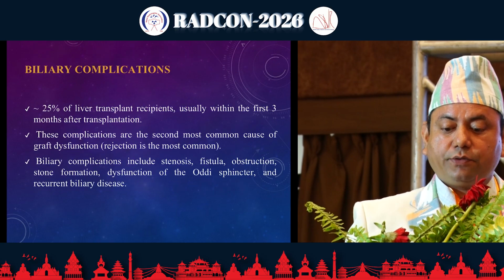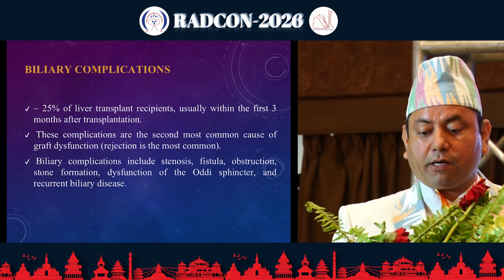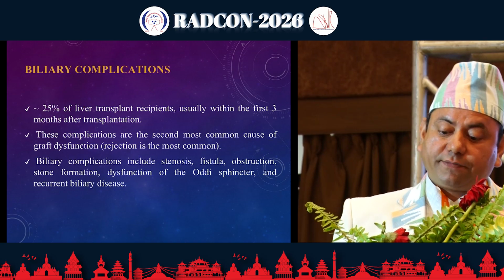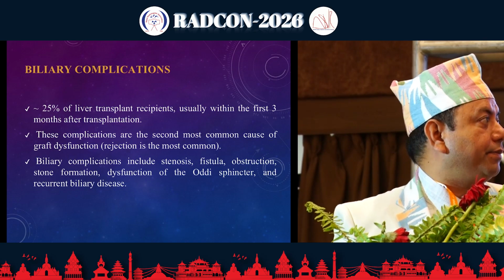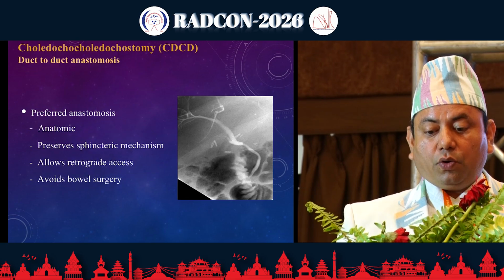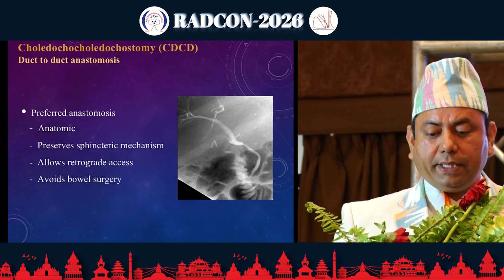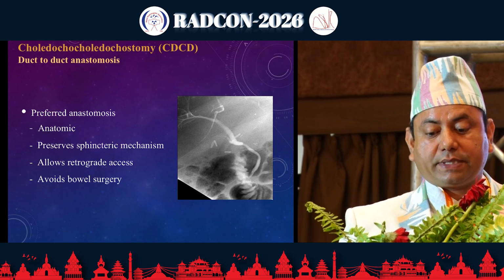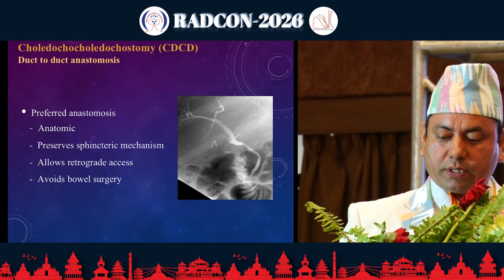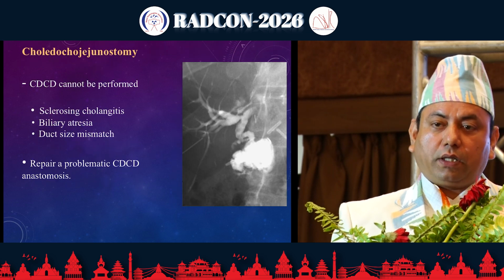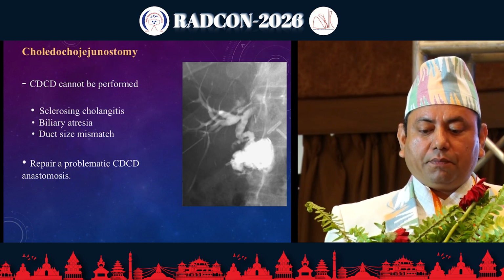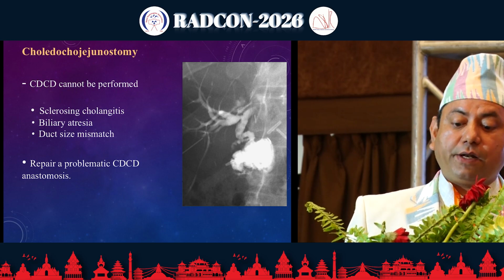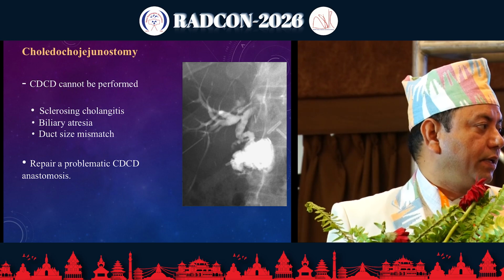Biliary complications are usually the most common complication, around 25%. They include stenosis, fistula, obstruction, stone formation, dysfunction of the sphincter of Oddi, and recurrent biliary disease. Choledochocholedochostomy, that is duct-to-duct anastomosis prepared by the surgeon, preserves the sphincteric mechanism and allows retrograde access and bowel surgery. Choledochoduodenostomy cannot be performed if there is cholangitis, biliary atresia, or duct size mismatch.